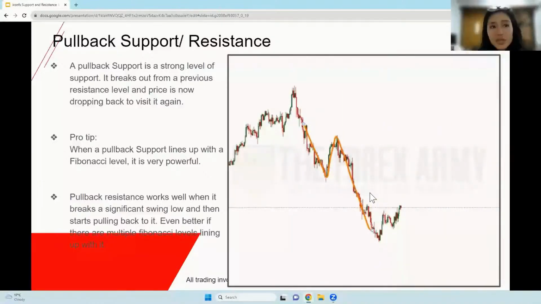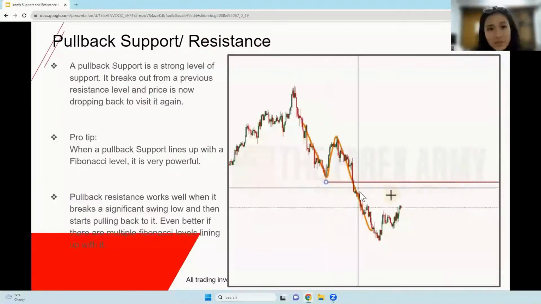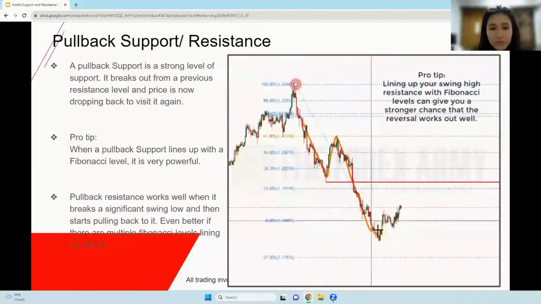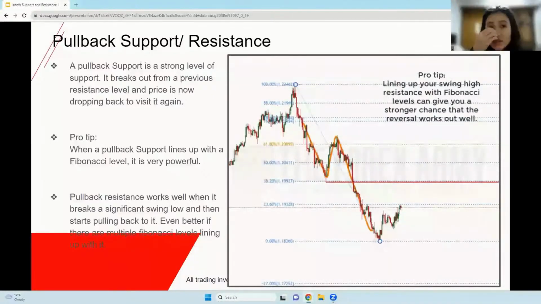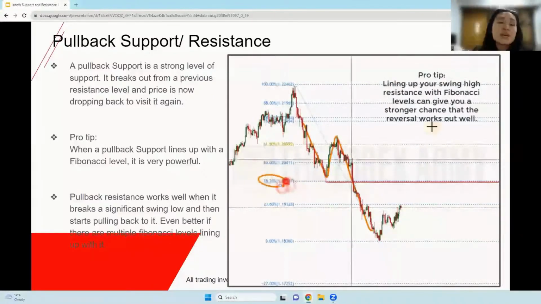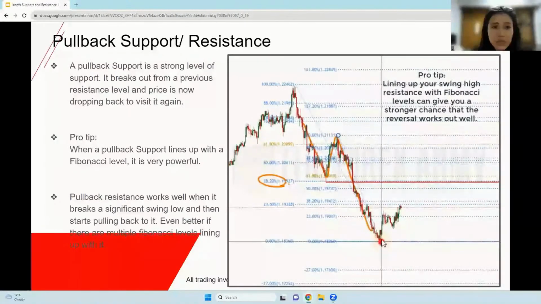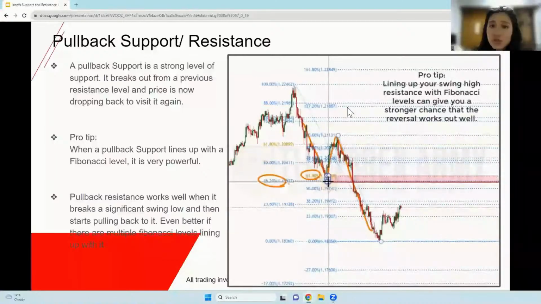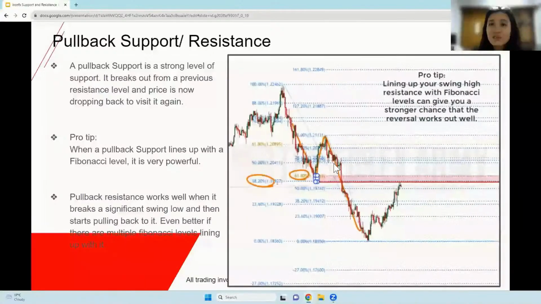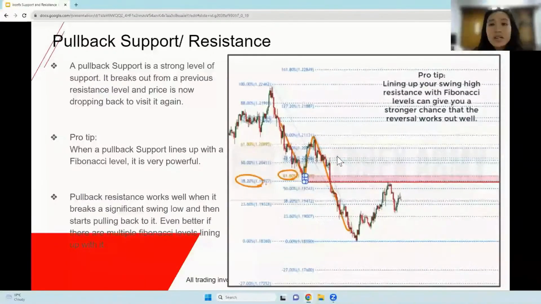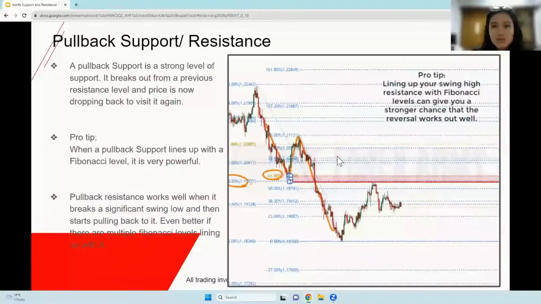Pullback support is basically the opposite of that, where we are expecting price to retrace back to your support level. A pro tip is when a pullback support lines up with a Fibonacci level, it's typically considered to be very powerful. For pullback resistance, these work well when it breaks a significant swing low and then starts pulling back to it. It's even better, again, if there are multiple Fibonacci levels lining up with it. Here in this GIF, ignore the Fibonacci levels first because it is a little bit messy.